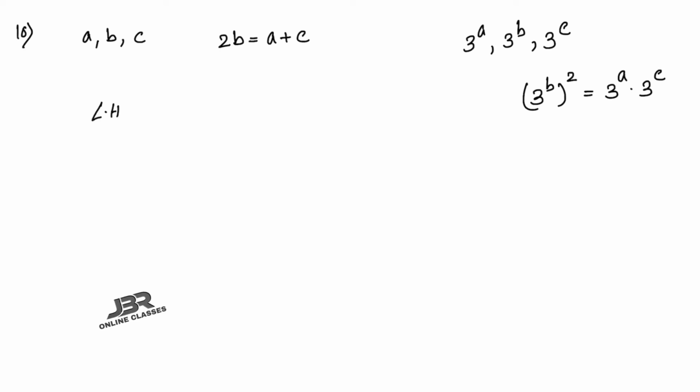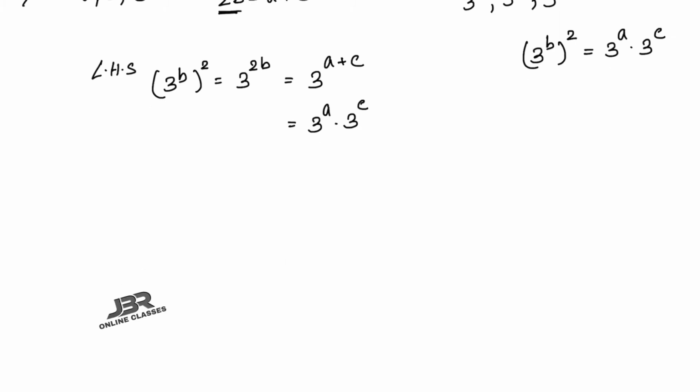On the left hand side you have 3 to the power b whole square, that means 3 to the power 2b. In the place of 2b you can write a plus c. So 3 to the power a plus c means 3 to the power a into 3 to the power c. So now it's proved. It's very easy.